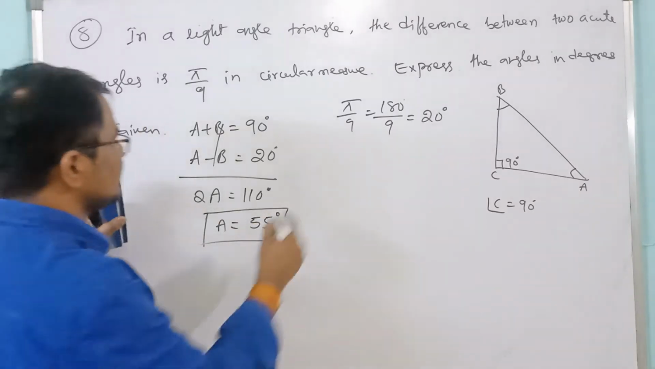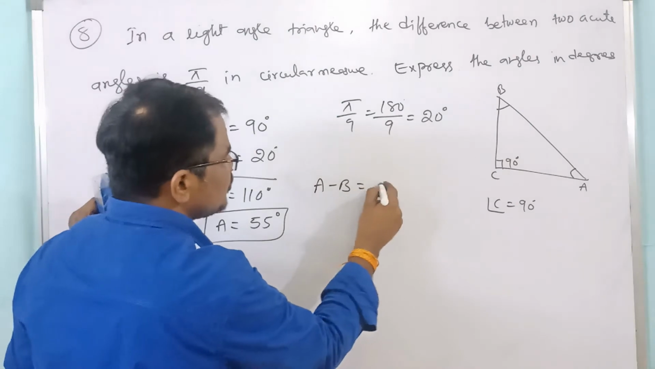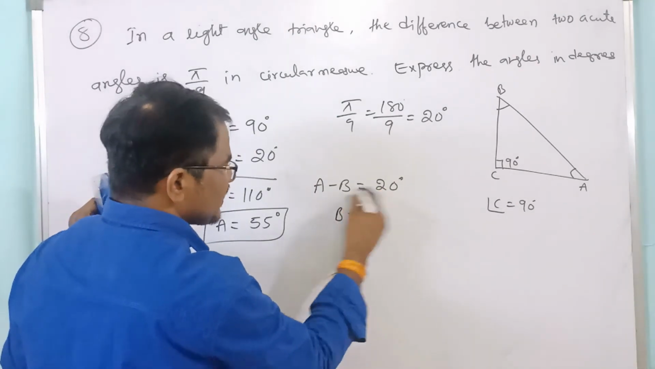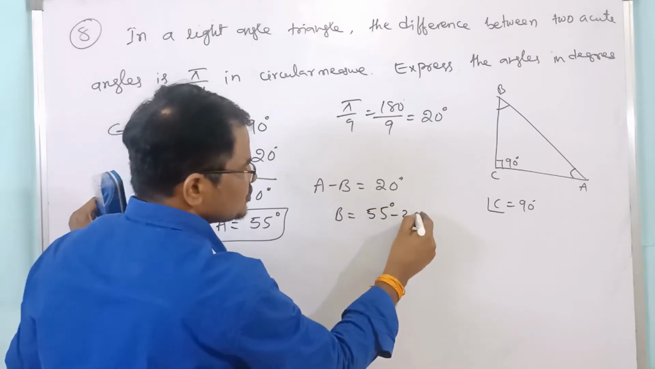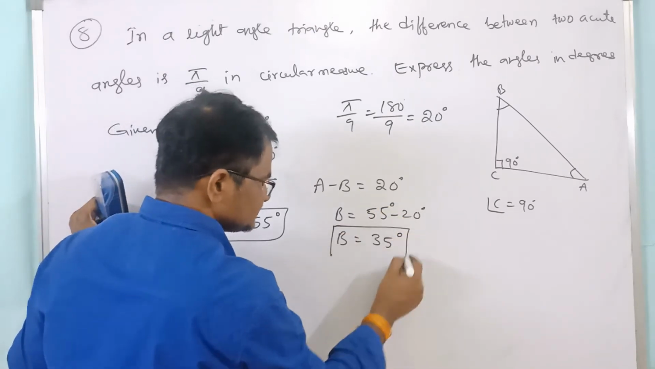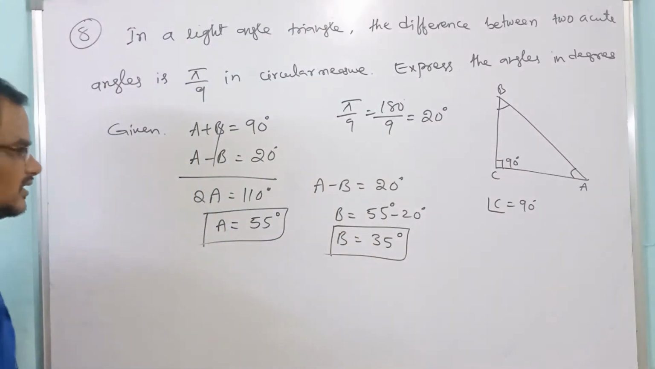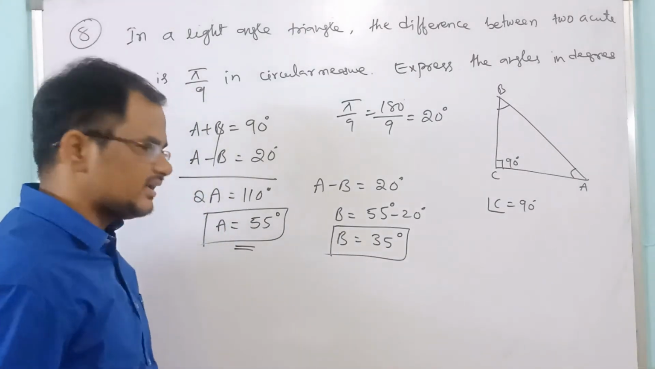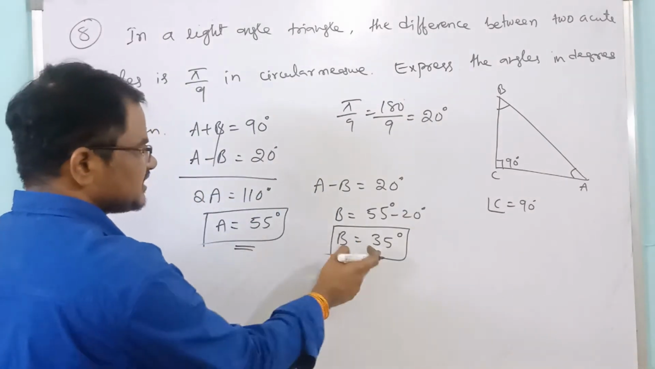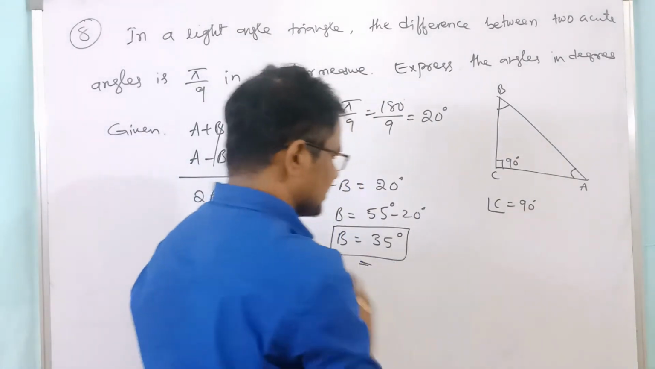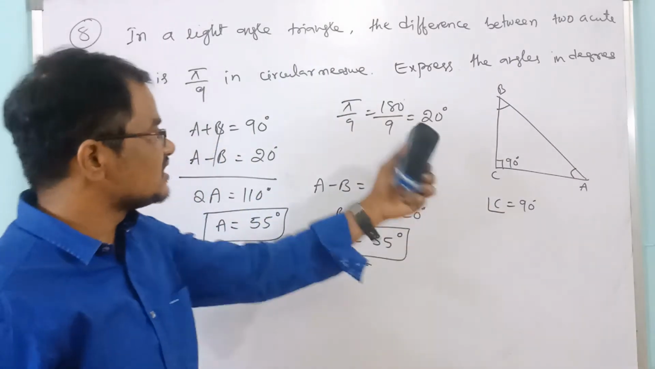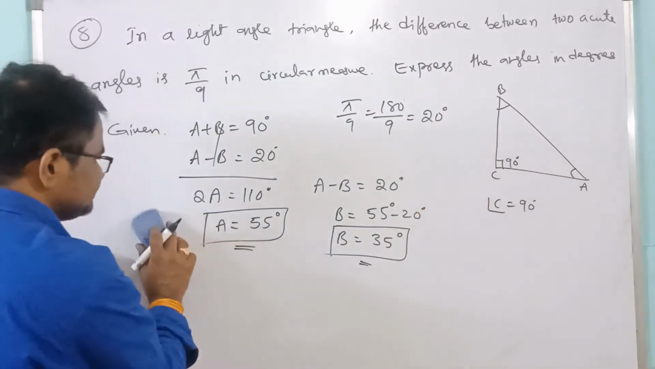Now we have A minus B equal to 20 degrees. So B equal to 55 degrees minus 20 degrees, B equal to 35 degrees. Right? Now A equal to 55, B equal to 35. So A plus B equal to 90 and C also 90. A plus B plus C equal to 180. Satisfied? So this is the 8th problem.